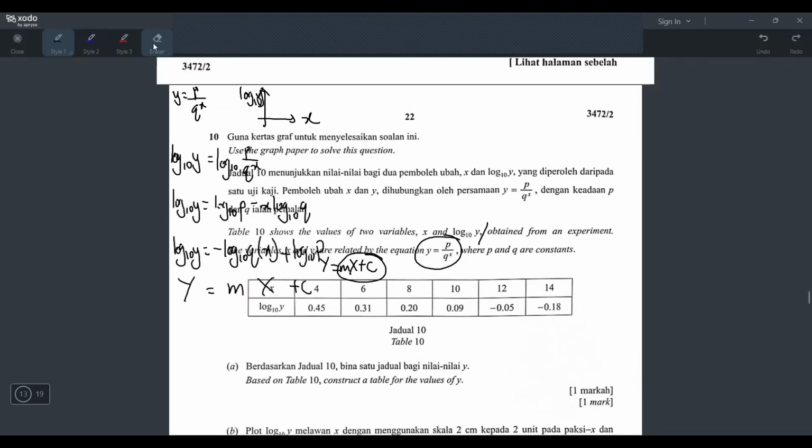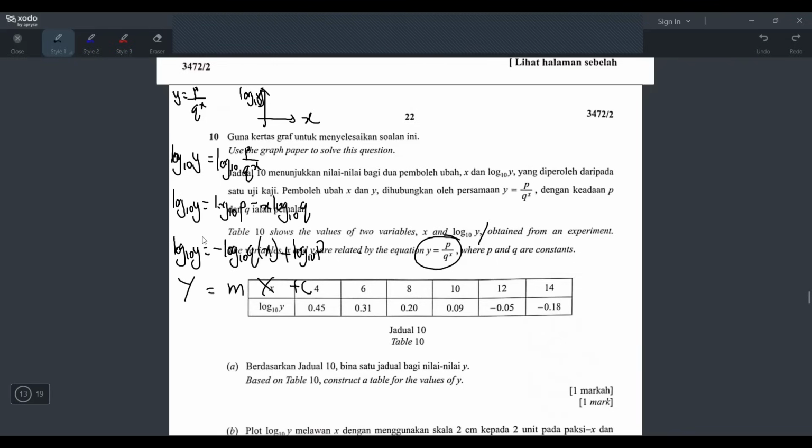Let me explain a bit why I want you to write negative log q first. Because the linear form must be mx plus c, right? So let me erase this. The linear form must be mx plus c. That is why I want my gradient and my x to be separate. That is why I choose to write the x at the back. And it's the same thing. Negative log q times x is the same as negative x times log q. They are the same thing, right? I just write it differently because I want to arrange it into a linear form.